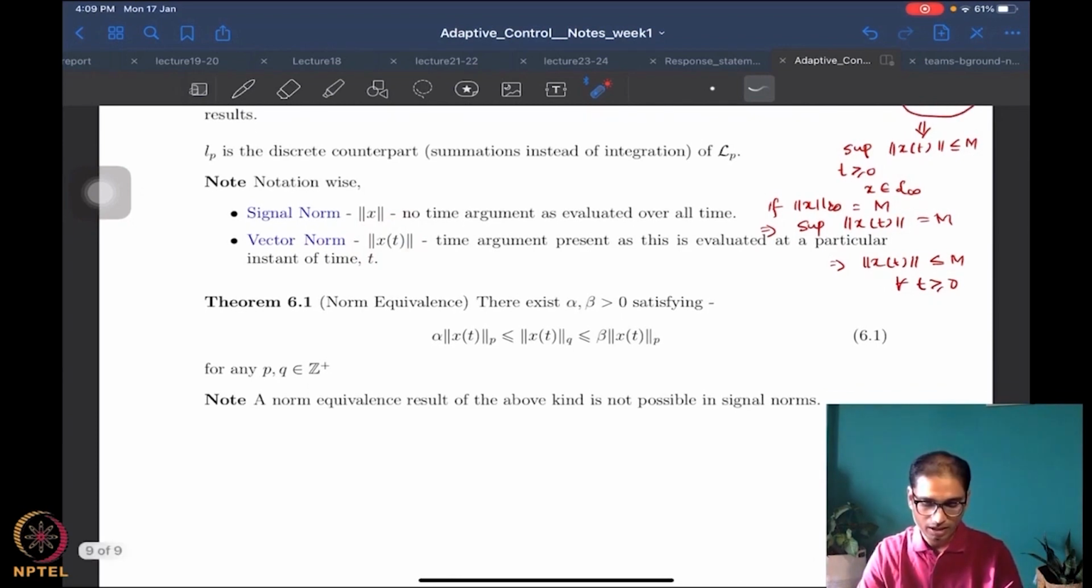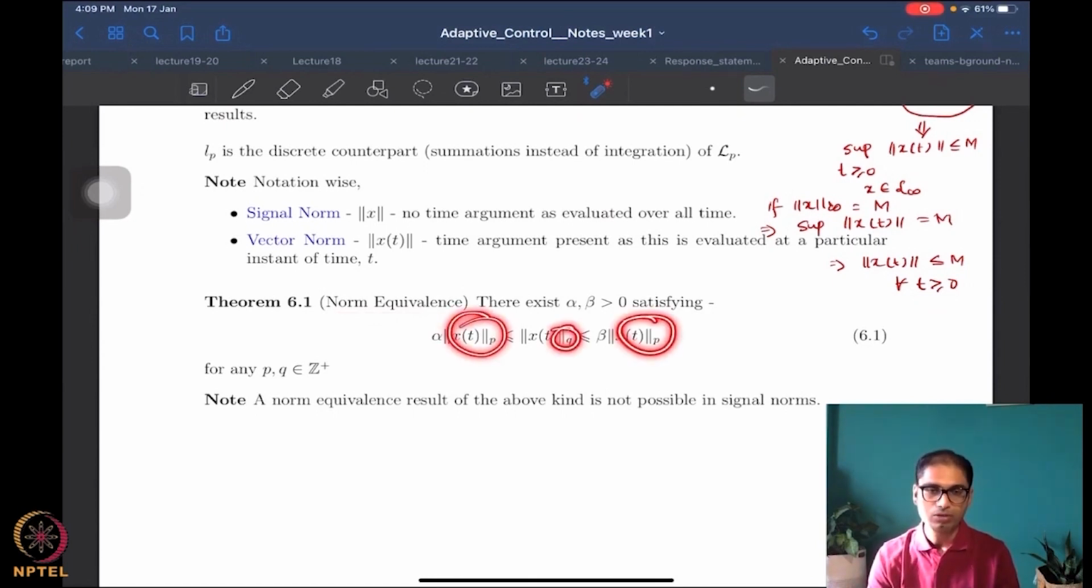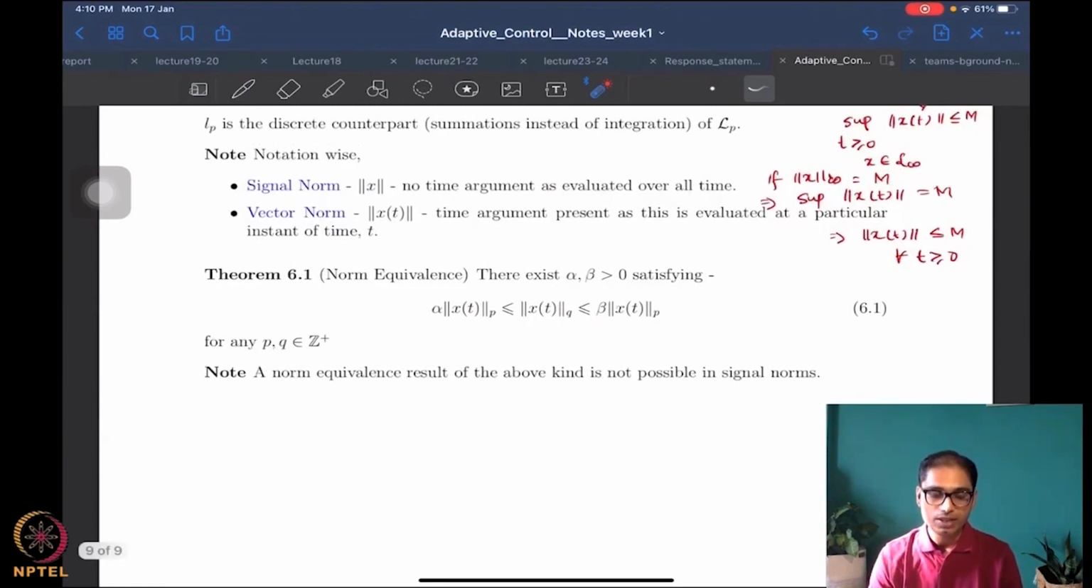All right. Great. So one of the cool things that we know about vector norms, which is not something we'll prove, is the notion of norm equivalence. What is that? It says that you can take any two vector norms, say a p norm and a q norm, and they are relatable by constants alpha and beta. That is, the q norm is lower bounded by alpha times the p norm and upper bounded by beta times the p norm. So this is always true for any vector norm. However, one of the interesting things to note is that this is not possible in signal norms.